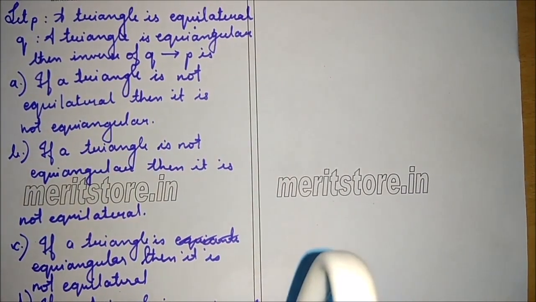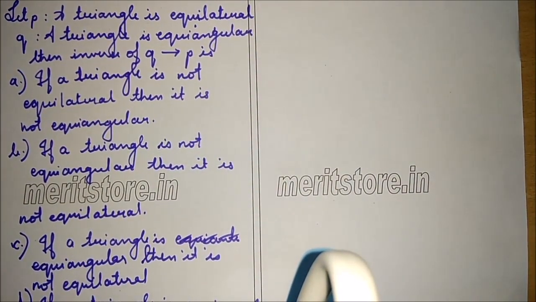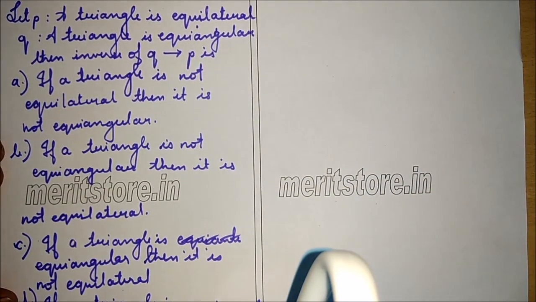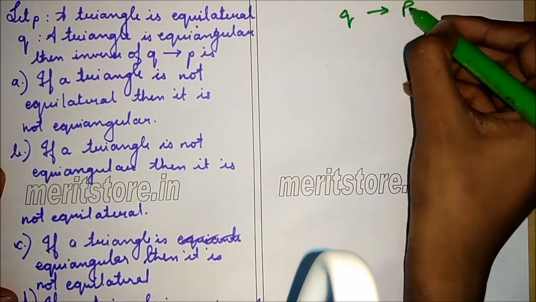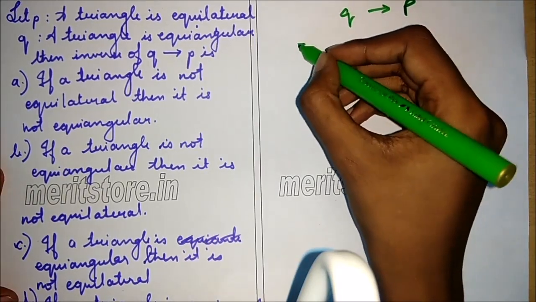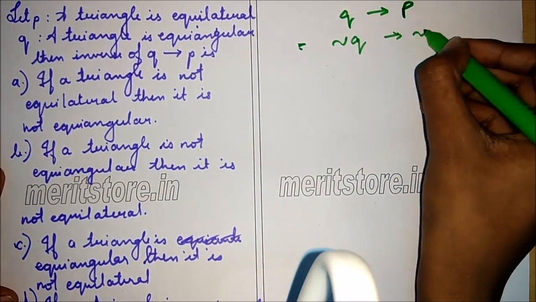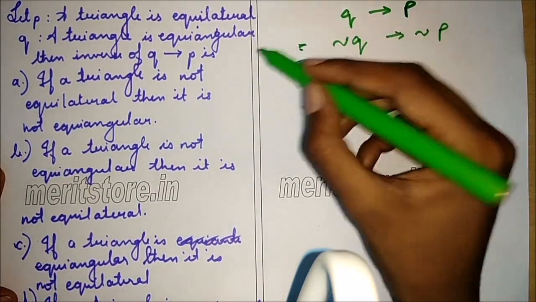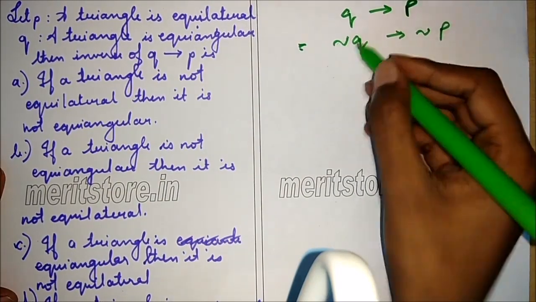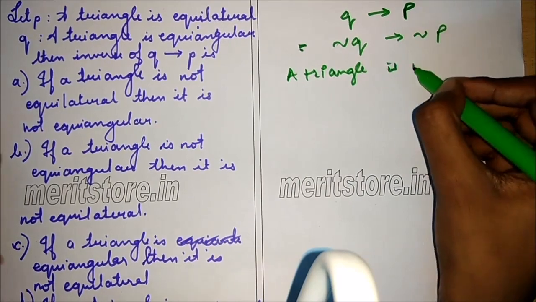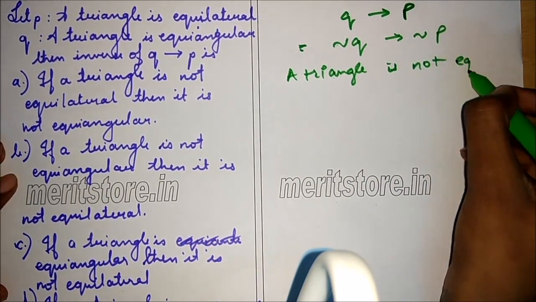The statement says P is a triangle is equilateral, and Q says a triangle is equiangular. Then Q implies P is the given statement. We have to find the inverse. The symbolic form of this inverse is negation of Q implies negation of P. Q is a triangle is equiangular, so negation of Q will be a triangle is not equiangular.